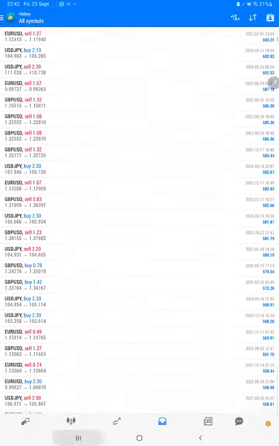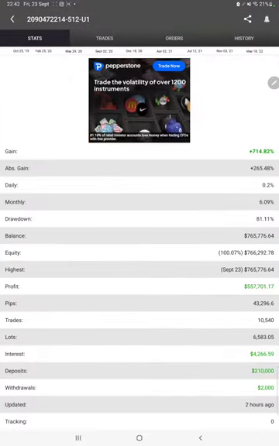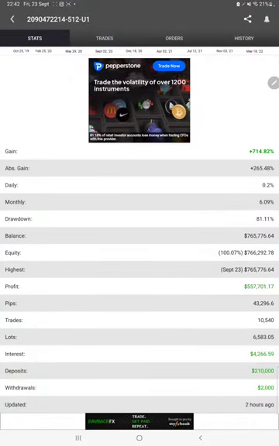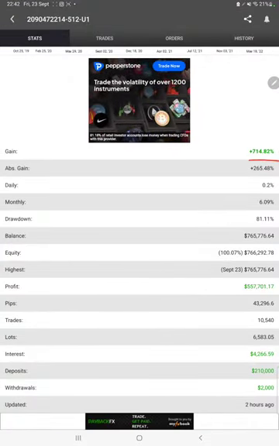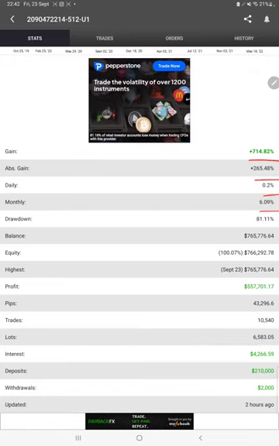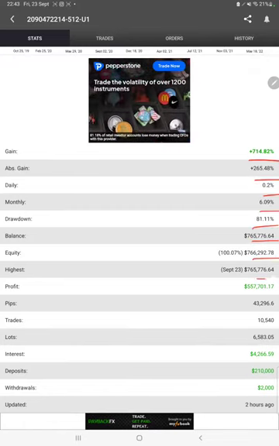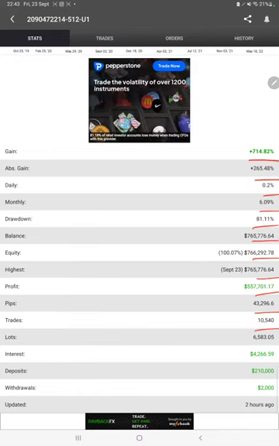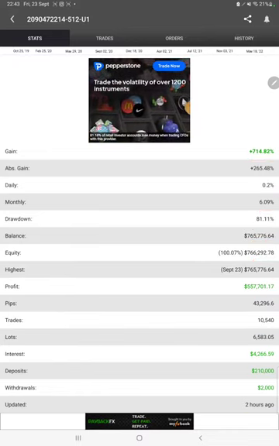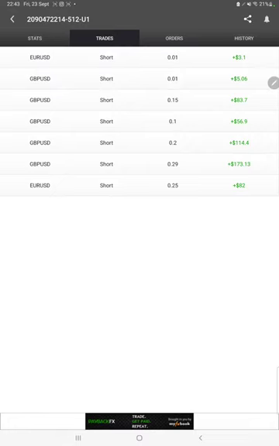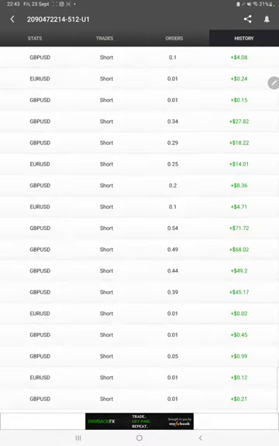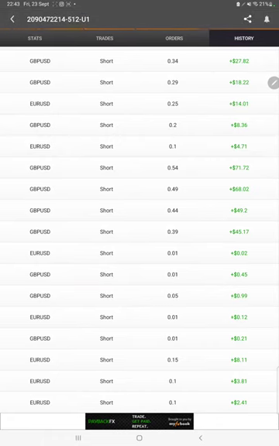Also, MyFXBook is available, so we can check the statistics like total percentage of gain, absolute gain, daily return, monthly return, drawdown, current balance, equity, profit pips that we have achieved, and it was updated 2 hours ago. We can also see the live open trades here, verify the pending orders, and in history we can see how much profit and loss we have booked and how much lot size we have traded.